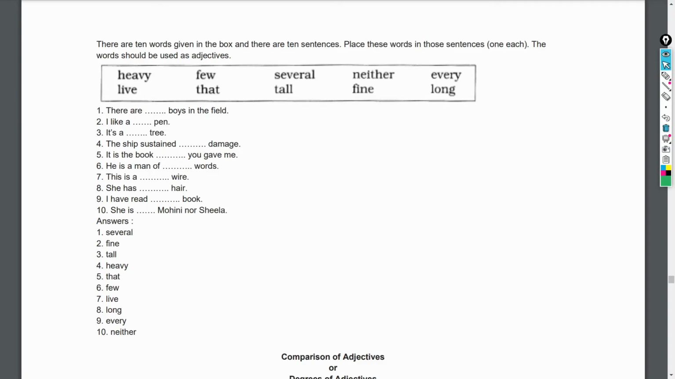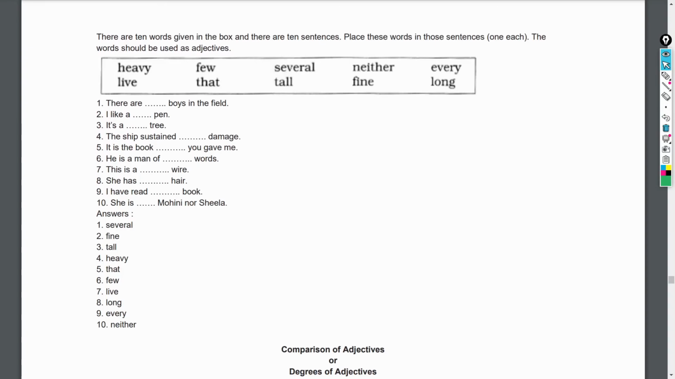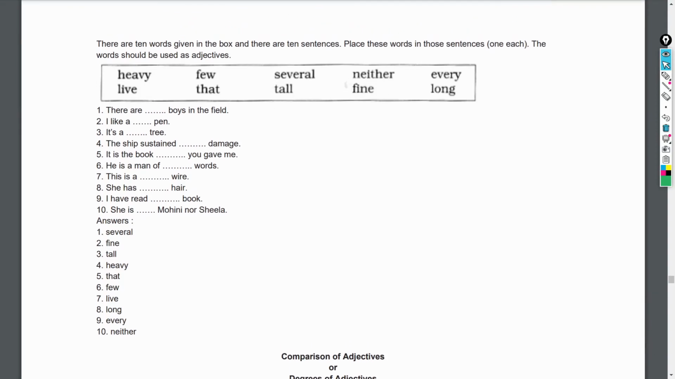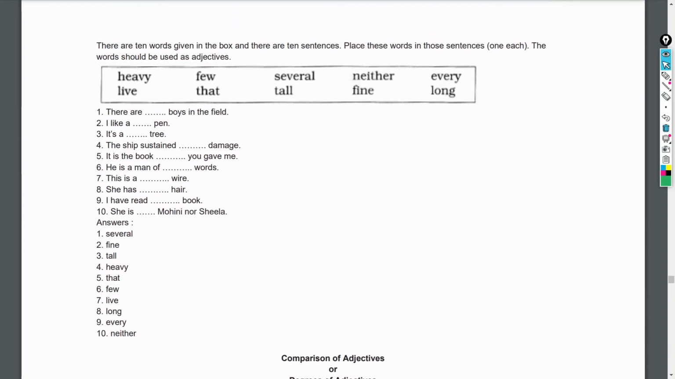There are dash boys in the field. So what will this be? Now we see it can be several, it can be few. So now we go to the second. I like a what pen will be there? I like a tall pen is not possible, neither is not possible, fine, right. Fine pen means it talks about the quality. Therefore, we'll be coming to the first because there is a little confusion, and how this confusion is to be removed, that also we will see.